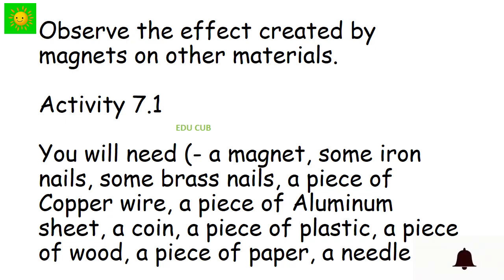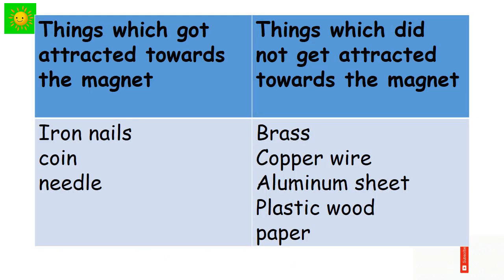At the beginning of this topic, you have to do an activity to observe the effects created by magnets on other materials. You need magnets, iron nails, brass nails, pieces of copper wire, aluminium sheet, coin, plastic, wood, paper, and needle. Keep each of the above items near the magnet and observe the changes. Then you have to tabulate it.